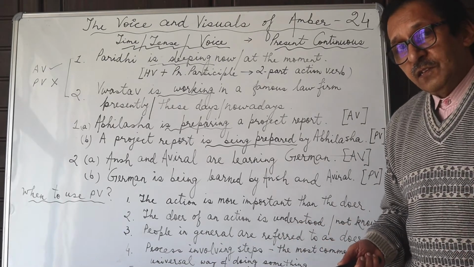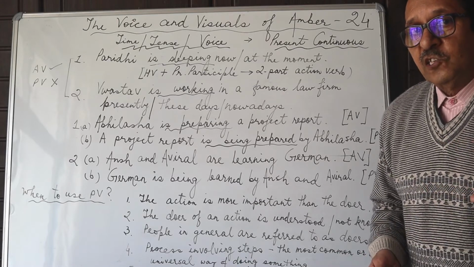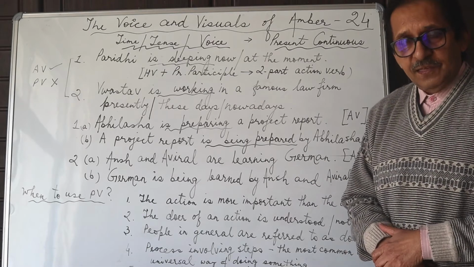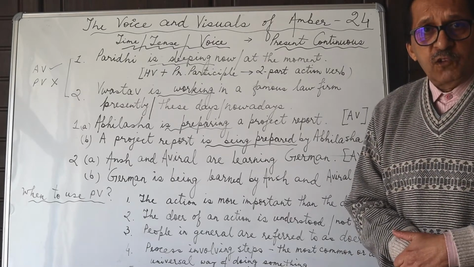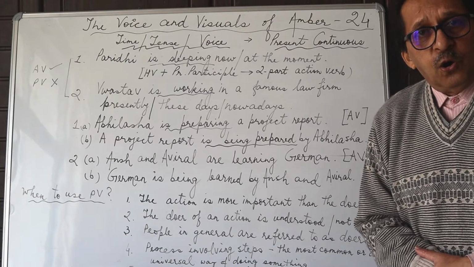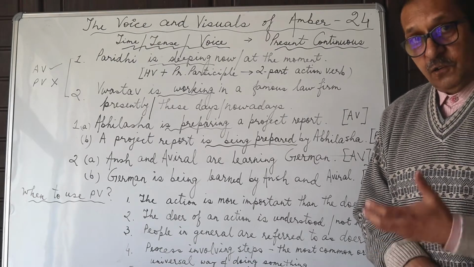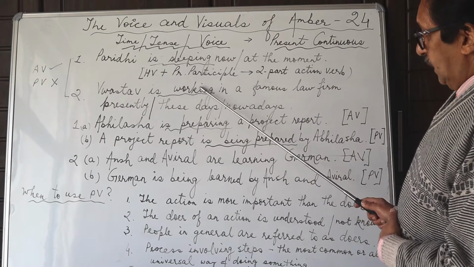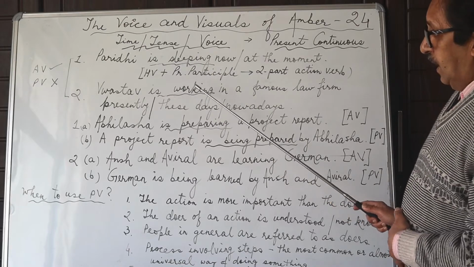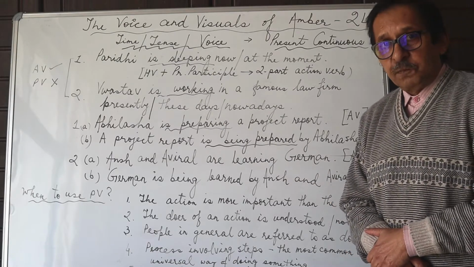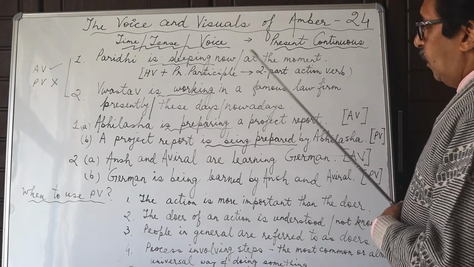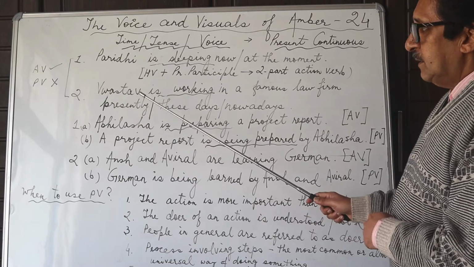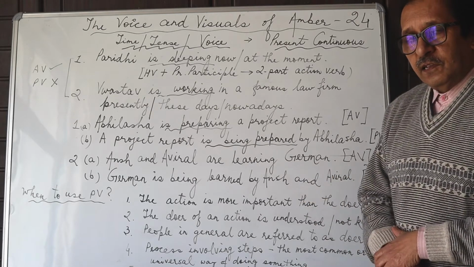It is not totally permanent. The situation may change. Vastav is working in a famous law firm these days, but then in the near future he may start his own legal firm. So present continuous is also used, is working. Is the helping verb and working is your present participle. Together they form the two-part action verb, is working.